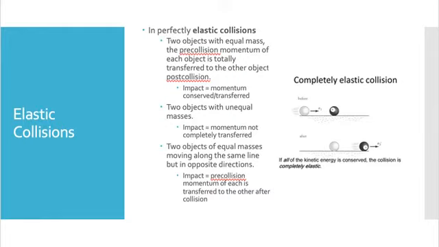If the pre-collision velocity of the penny and the nickel were equal but opposite in direction, then the post-collision velocity of the penny will be faster than its pre-collision velocity, while the post-collision velocity of the nickel will be slower than its pre-collision velocity.